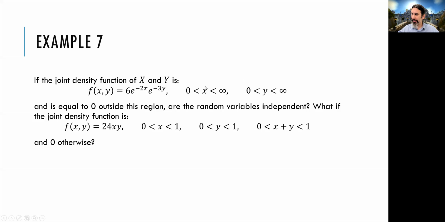Those limits allow it: 0 to infinity for x, 0 to infinity for y. X and y are independent here as well. They don't limit each other. So these two are actually independent random variables.